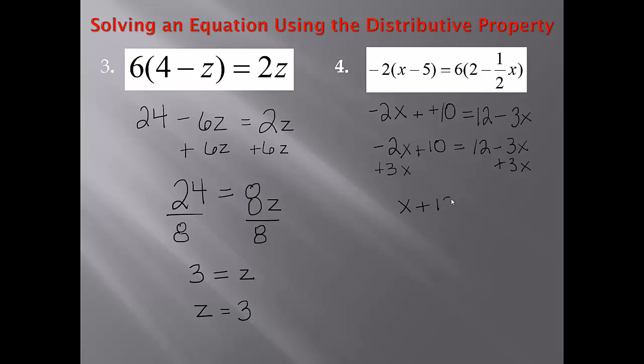I have not done anything with that yet. And that would be equal to 12, and then minus 3x plus 3x is 0. So this part will be eliminated. It goes away. So now we have x plus 10 equals 12. In order to solve this, we would need to subtract 10 from each side. And on the left-hand side, we have x, and then plus 10 minus 10 is 0, so that part is eliminated. It goes away. And that equals 12 minus 10, which is 2. So x equals 2.